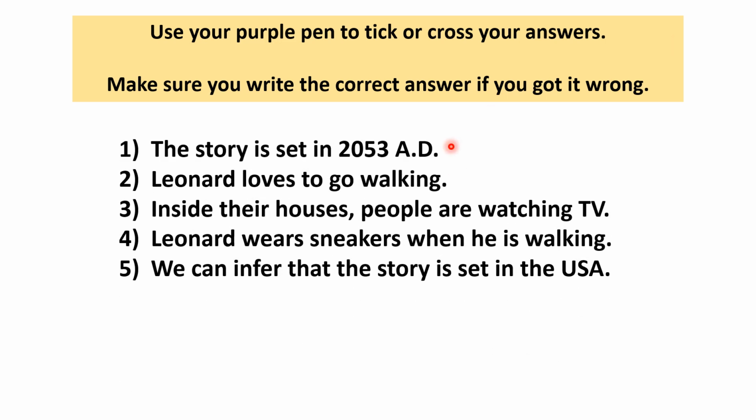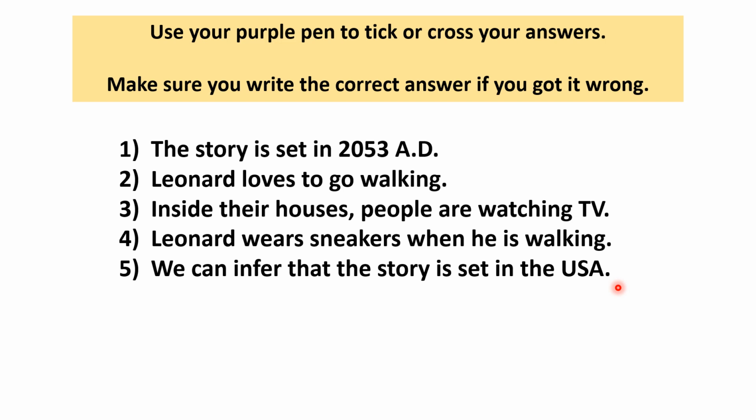So, the story is set in 2053 AD. Leonard loves to go walking. Inside their houses, people are watching TV. Leonard wears sneakers when he is walking. He doesn't wear any kind of shoe with a heel anymore because it startles the dogs and the people in the houses. And we can conclude from the evidence that the story is set in the USA. Pause the video and make any corrections that you need to now, please.